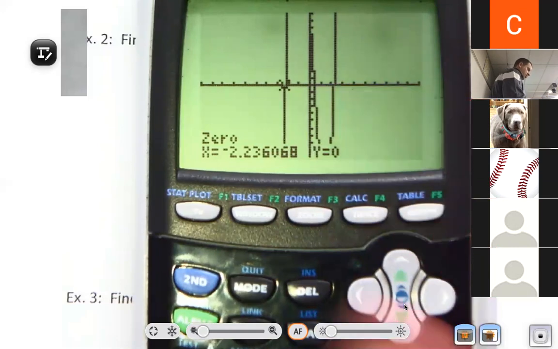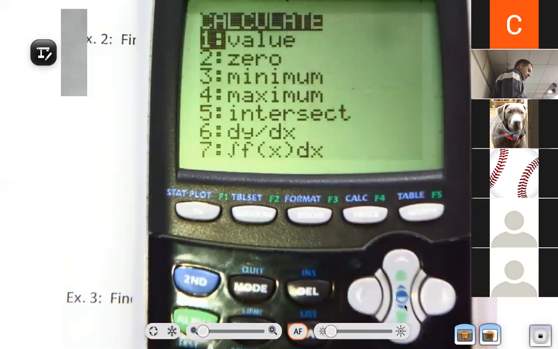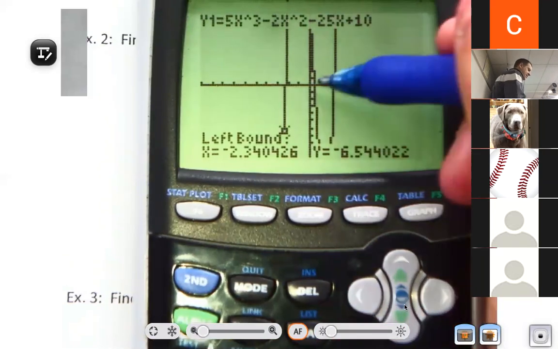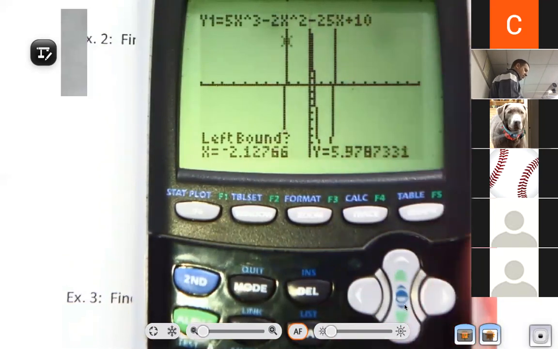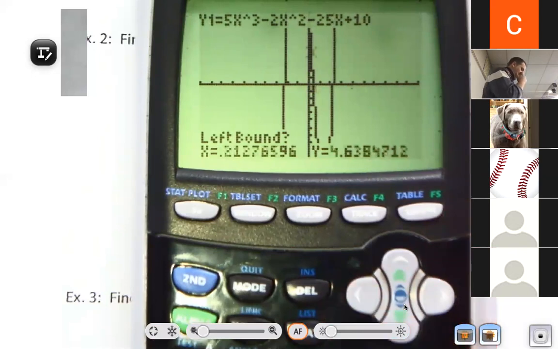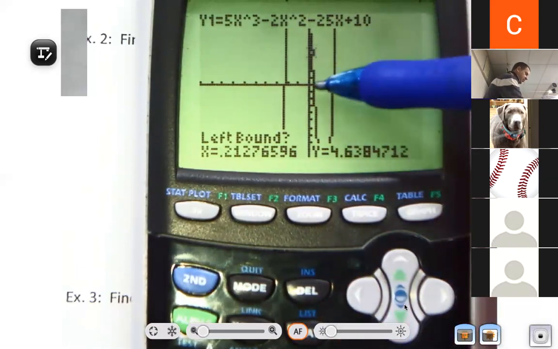Okay. Well, I'm going to do second, calculate. I'm going to do 0. And now I want to find that middle x-intercept. So I'm going to arrow to the right. Keep arrowing until you see your cursor. There it is. Notice this time the left bound doesn't mean above or below the x-axis. It means left or right of that x-intercept. So notice on this one, my left bound is here because that cursor is left of that x-intercept.